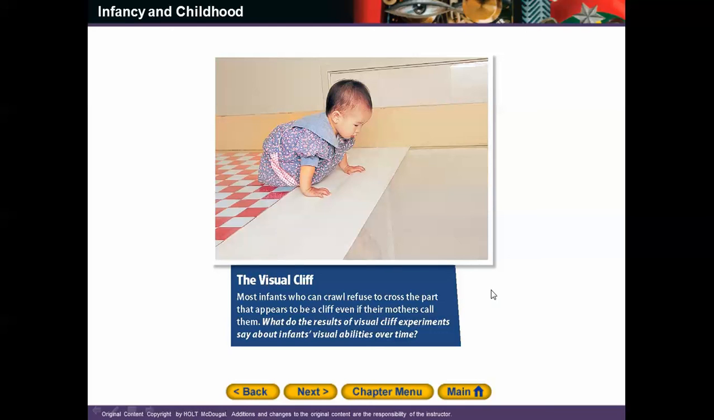So that is the physical characteristics of childhood development, and we'll start video 2 next time.